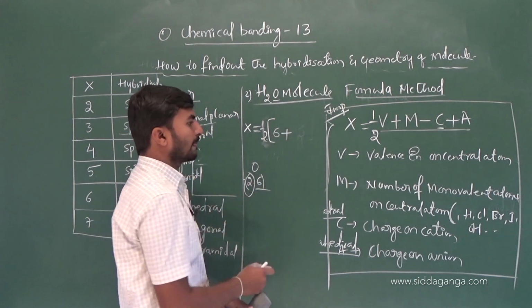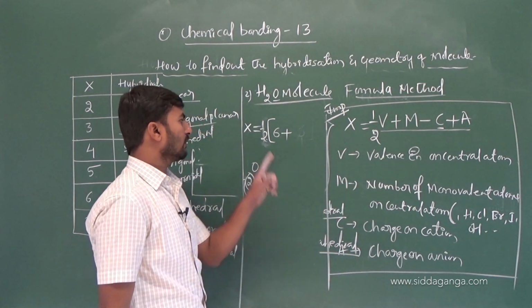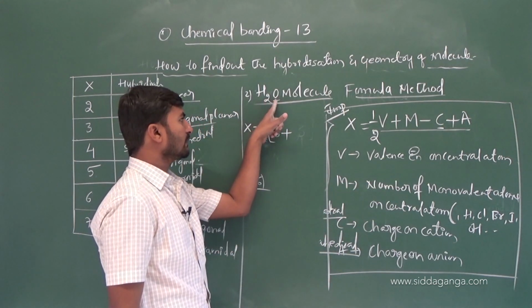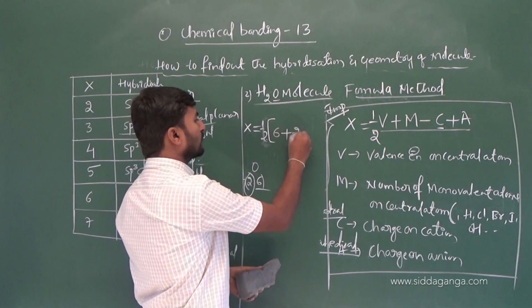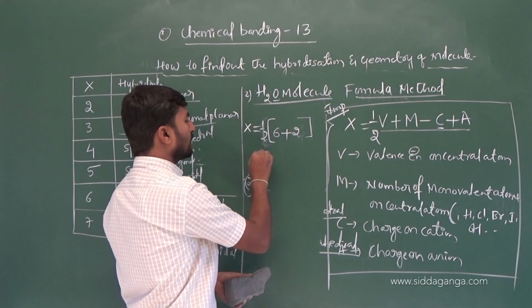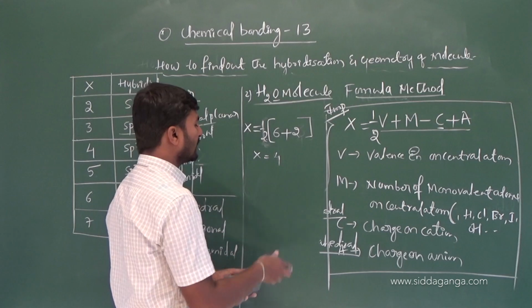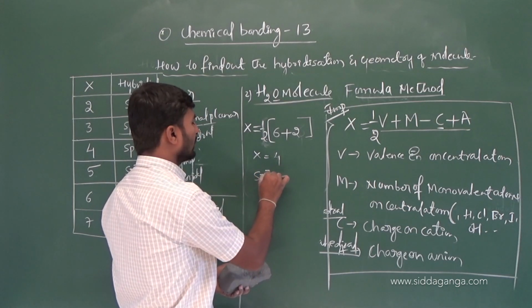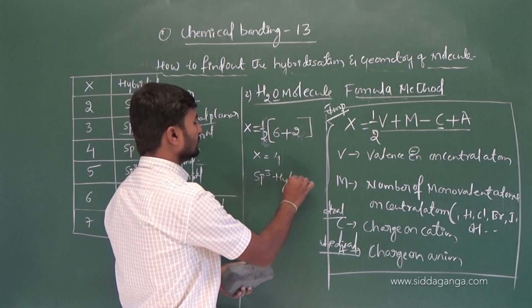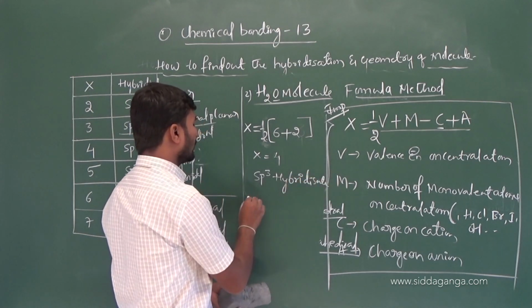Plus number of monovalent atoms on the central atom. How many monovalent atoms are there here with the central atom? 2, there are 2. Again it becomes 8, 8 by 2 is 4, x is equal to 4. Which type of hybridization can it exhibit? sp3 hybridization. Then what about its geometry?